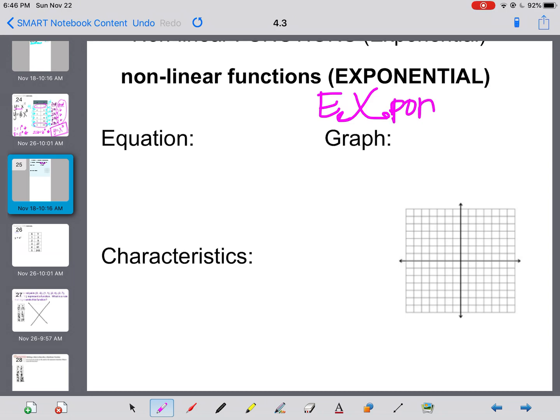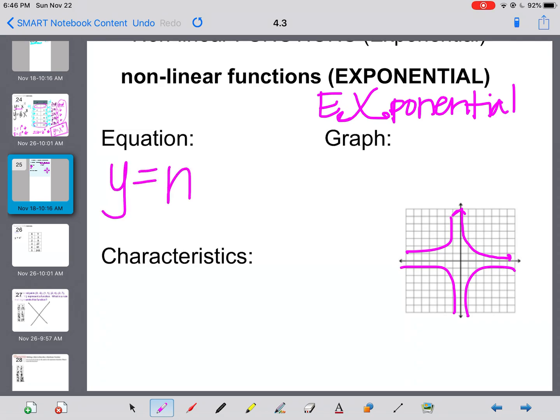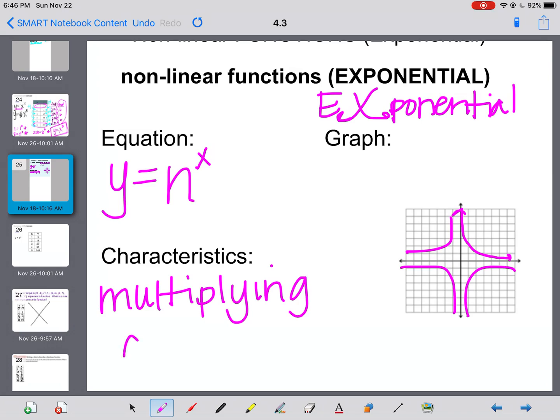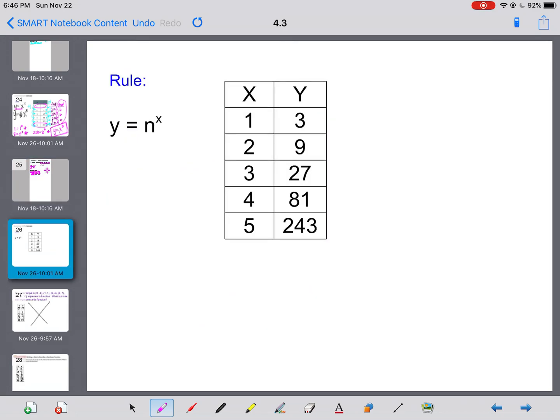All right, the last type of nonlinear function that I'm going to show you about is exponential. Okay, and that one I usually like to write like this. Okay, these graphs never touch the axes, but they get as close as possible. And they can go all ways, really. The equation for these is y equals a number to the x power. And the characteristic for this is that it's actually a multiplying difference.